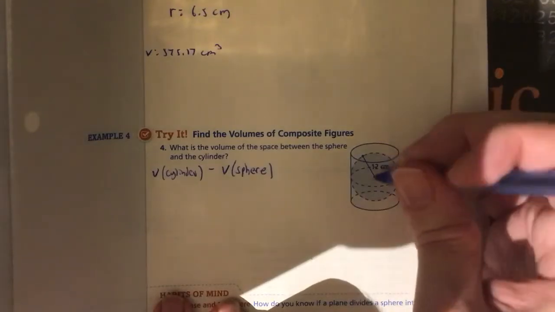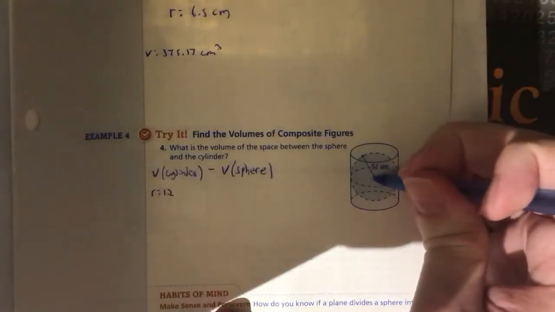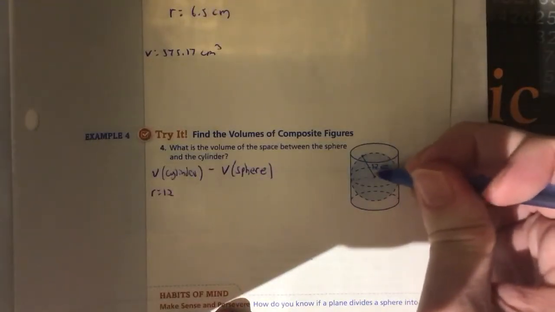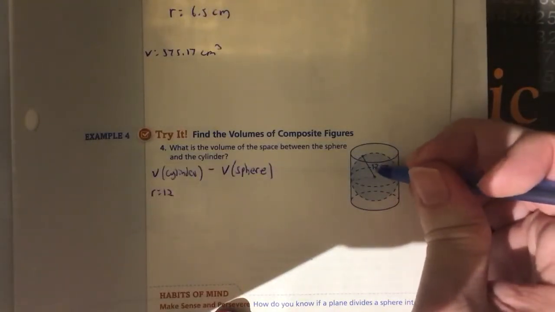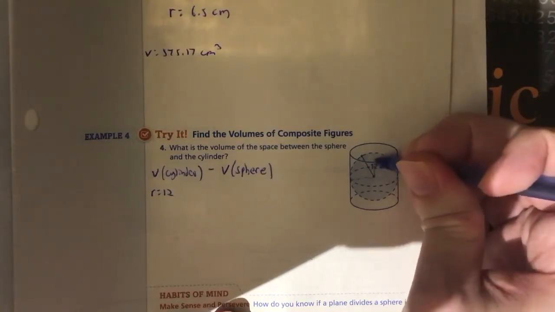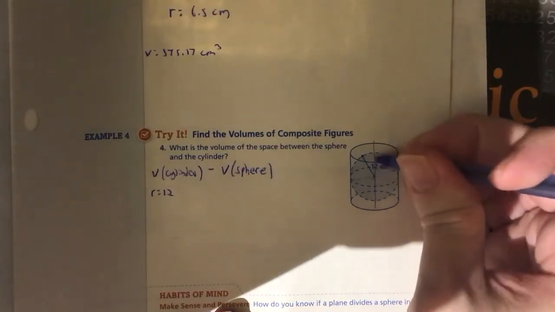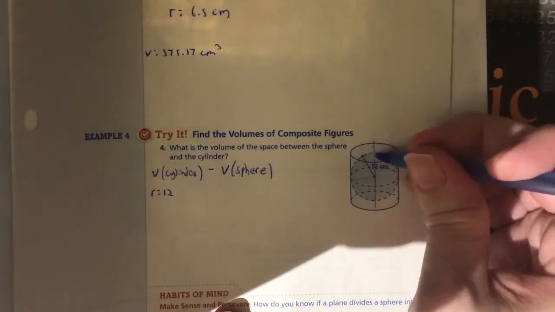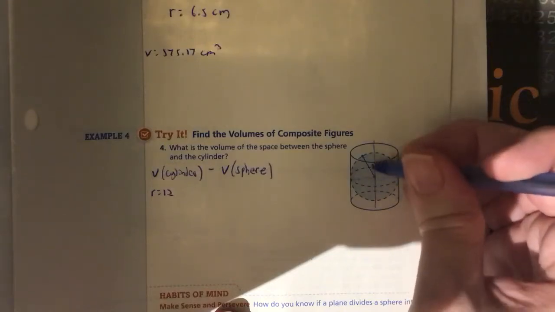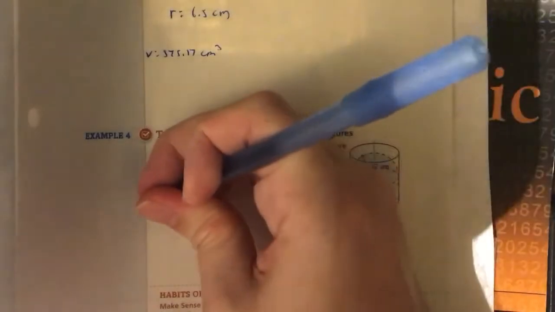So let's start with the cylinder. The cylinder has a radius of 12. It's the same as the radius of the sphere. However, for the height of the cylinder, I've got to be careful. If I go from my center straight up, that's 12, and it's also 12 down. So it's 2 radii, or basically the diameter of the sphere. So the height of the cylinder is 24. It's 2 radii.